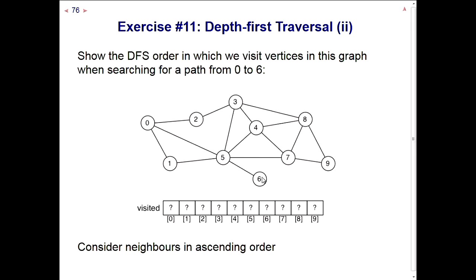Now that doesn't give us the shortest path. As you see, the actual path that is being computed is 0, 1, 5, 6, whereas 0, 5, 6 is a shorter path. And we will use breadth-first search because that enables us to find shortest paths.